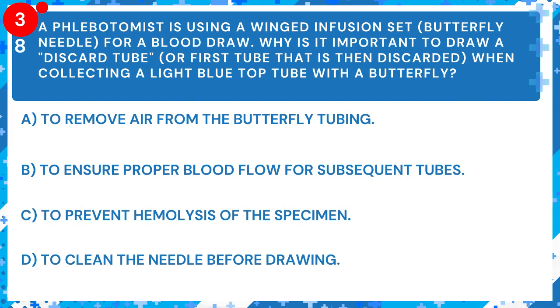Question 38. A phlebotomist is using a winged infusion set, butterfly needle, for a blood draw. Why is it important to draw a discard tube, or first tube that is then discarded, when collecting a light blue top tube with a butterfly? A. To remove air from the butterfly tubing. B. To ensure proper blood flow for subsequent tubes. C. To prevent hemolysis of the specimen. D. To clean the needle before drawing.